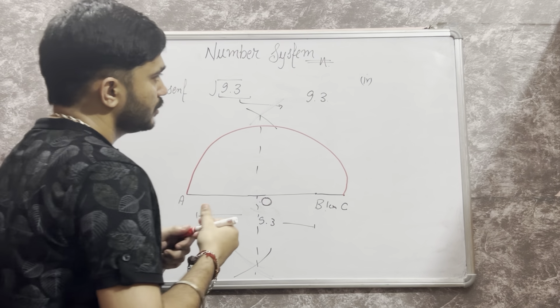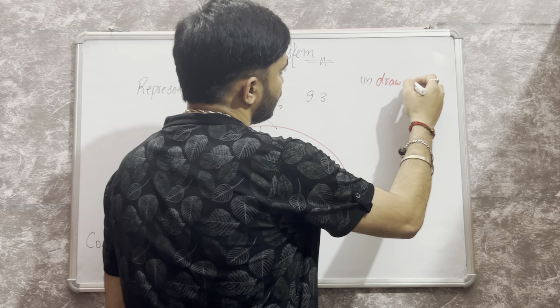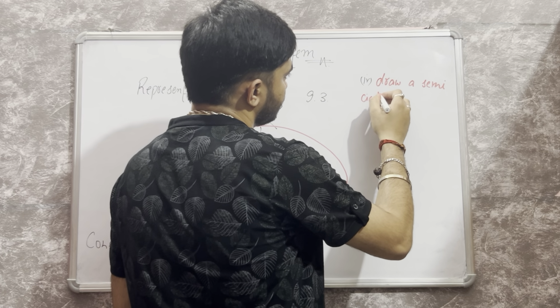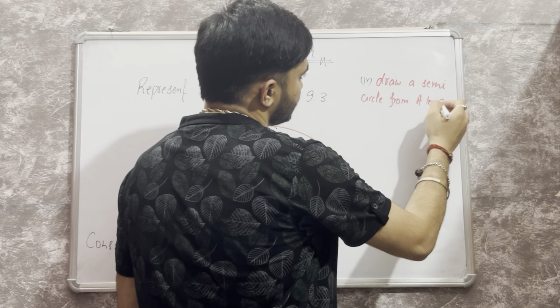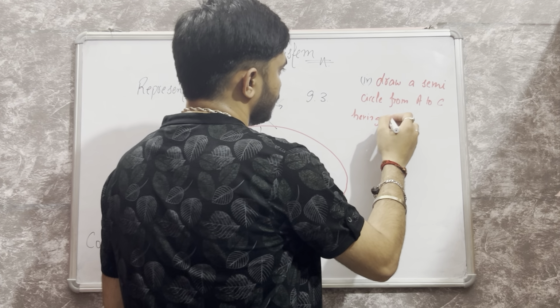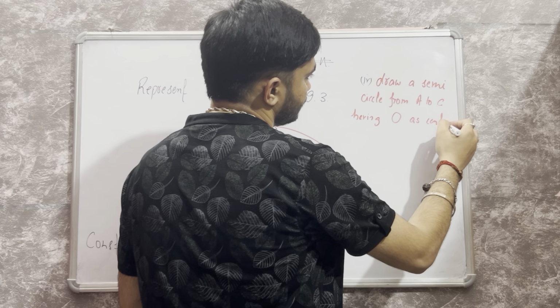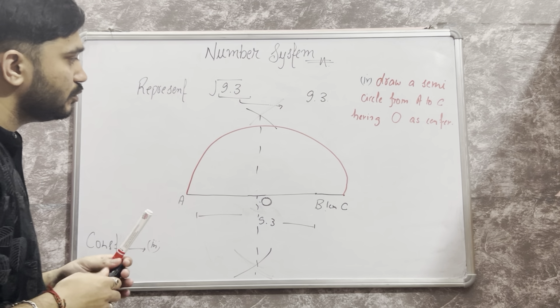Now write this fourth step, that draw a semicircle from A to C having O as center. Any doubt?